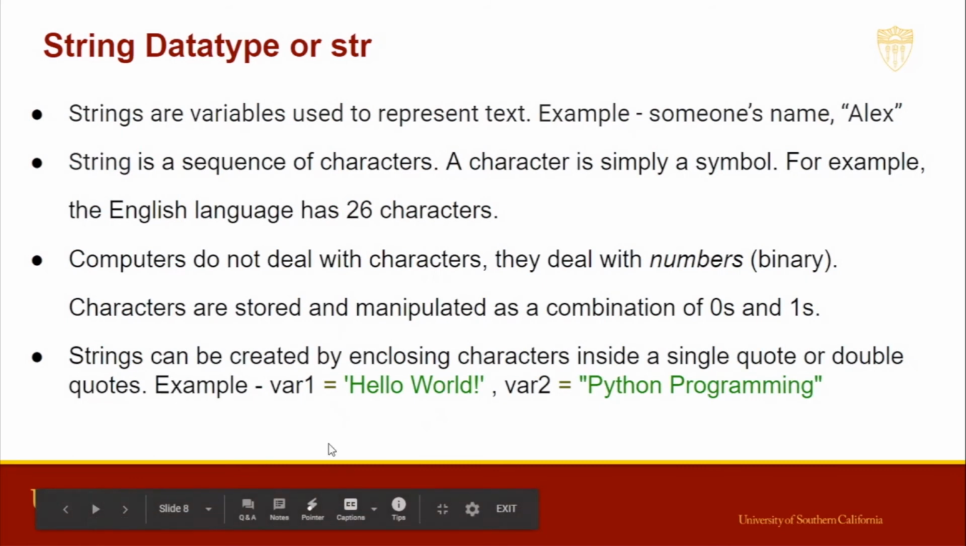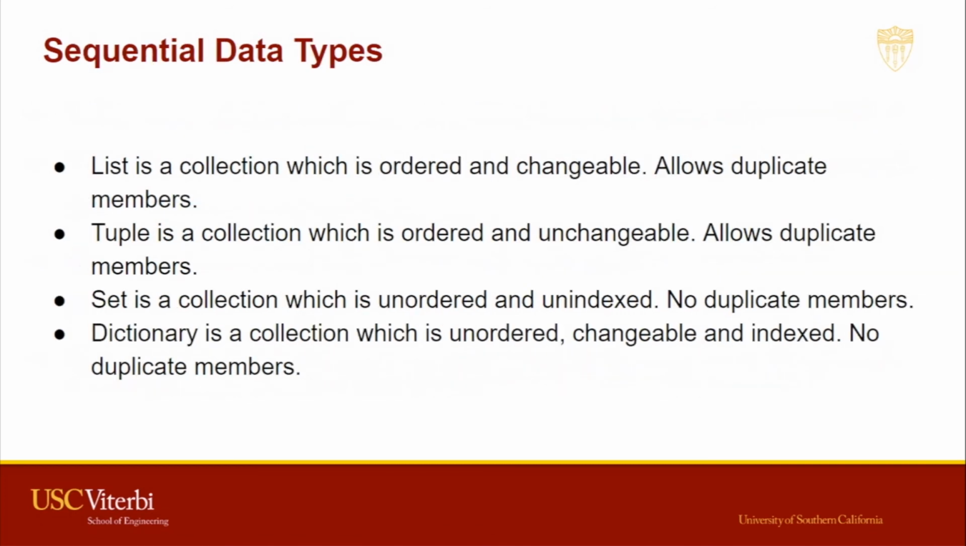So here for strings, we have this variable1, which is equal to hello world. That is, we are assigning hello world to this variable1. So whatever is there on the right hand side gets assigned to the left hand side. And similarly, this second variable contains the string Python programming. We'll look at strings in more detail in the upcoming videos. Now let's have a look at what are sequential data types.